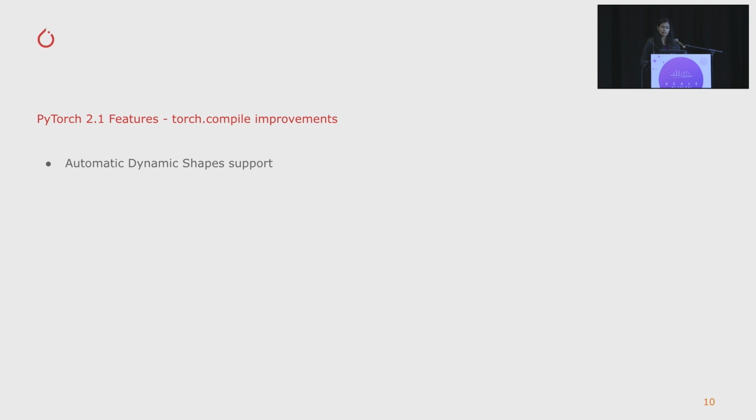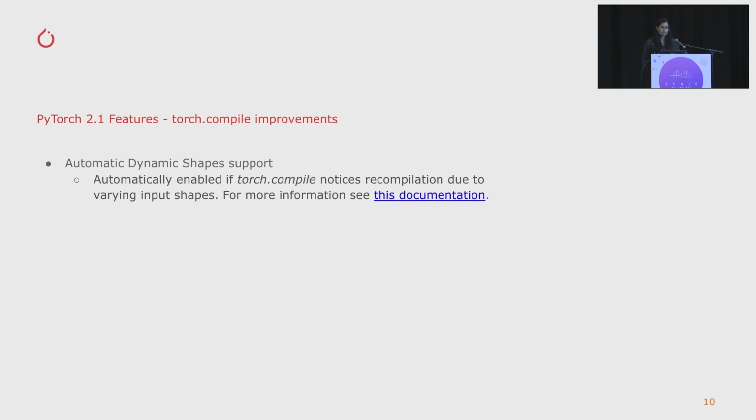First is the automatic dynamic shape support. Deep learning compilers commonly only work for static shapes. That is to say, they produce compiled programs which work for a specific configuration of input shapes, and you need to recompile if any of the input shapes change. With dynamic shape support, it allows Torch Compile to generate a single kernel that can work for many sizes at only a modest cost to efficiency. Dynamic shape has been greatly stabilized in PyTorch 2.1 and is now automatically enabled if Torch Compile notices a recompilation due to varying input shapes.